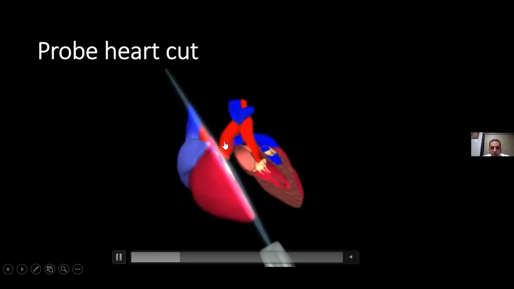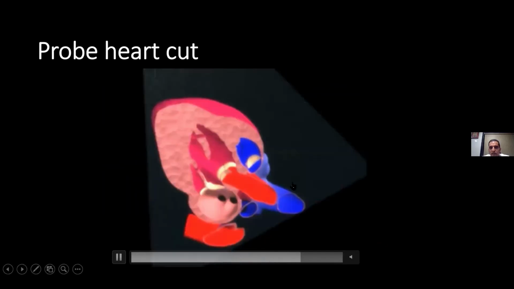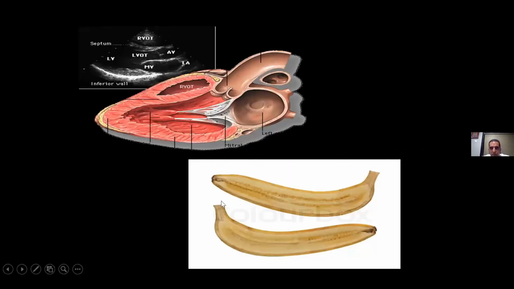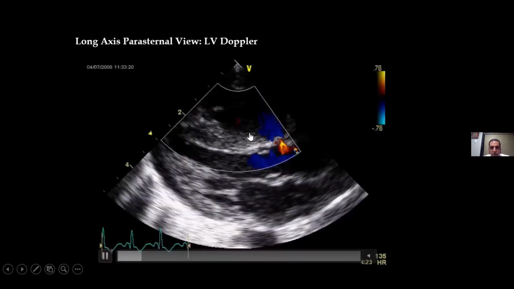So see, this is how the heart is being cut longitudinally and how the heart is being presented in front of you in parasternal long axis view. So this is something like banana split ice cream. Your banana is being cut longitudinally. This is how the heart is being cut. And when we put a color Doppler window, we will see this is interventricular septum.